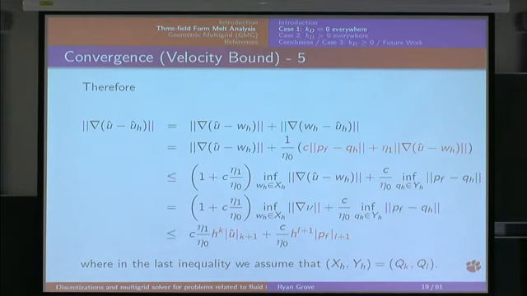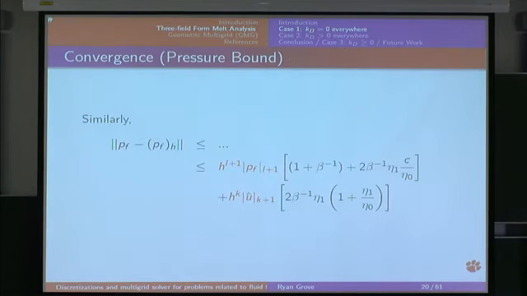All right. And then in this last inequality, we had to assume that our XH space and YH space were QK and QL. Similarly, we could go through the convergence for the pressure bound, but what you end up with is H to the L plus 1 and H to the K.